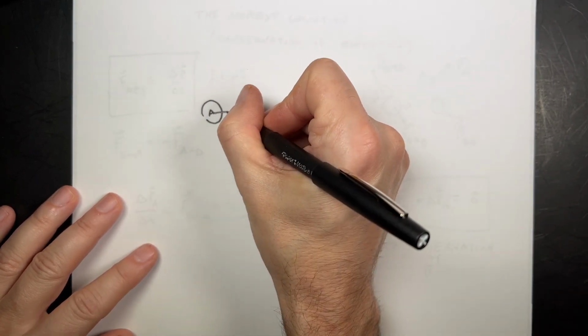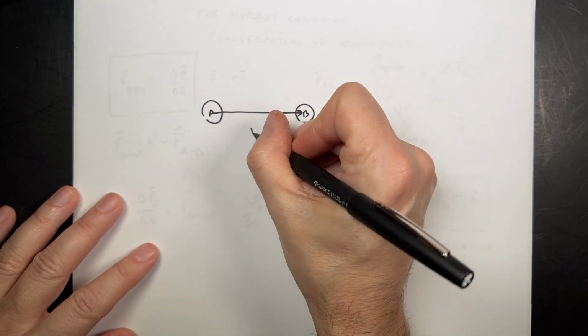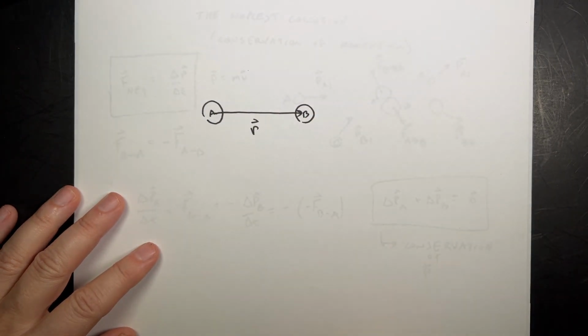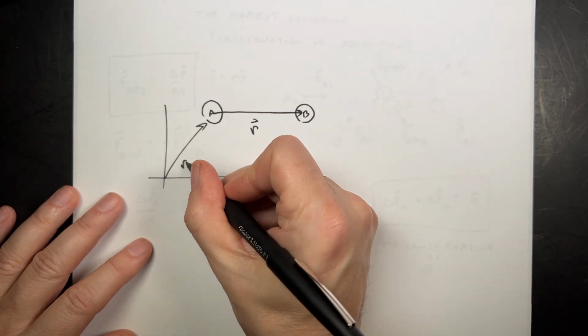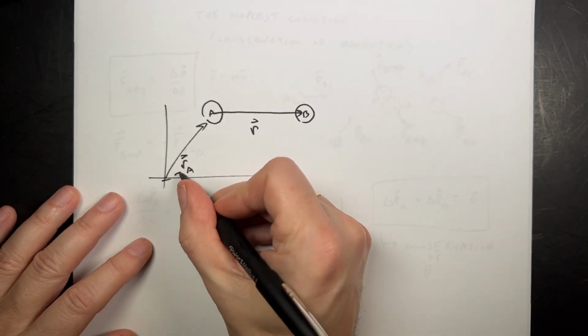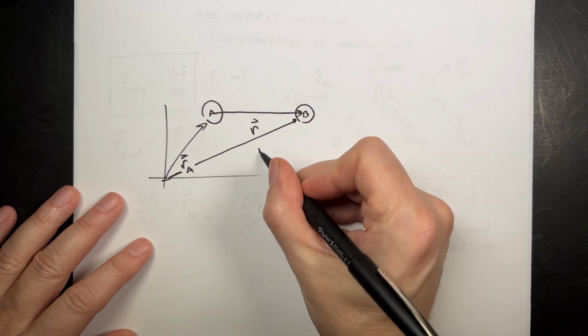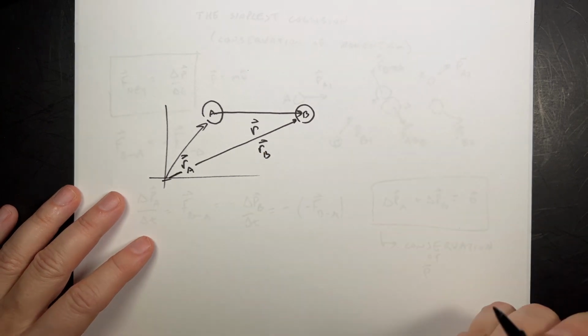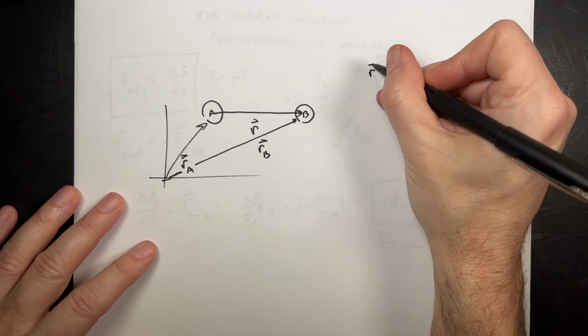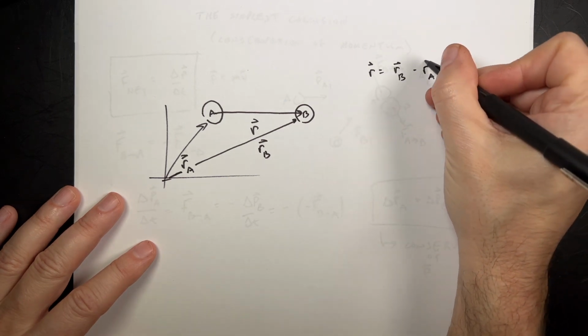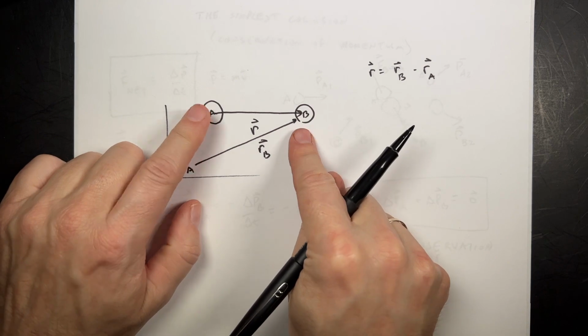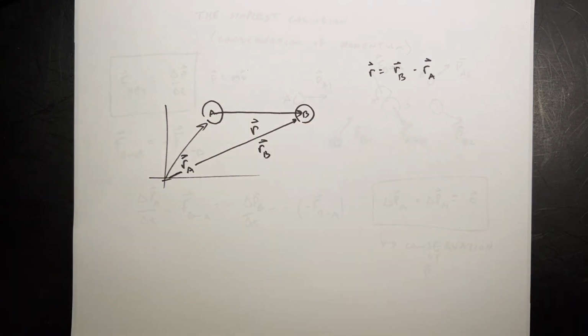And I'm going to calculate the vector from A to B, and I'm going to call that the vector R. Okay, so these could be anywhere. So that's RA. That's RB. And this is a lot like gravity, but it's not gravity. And so R is going to be RB minus RA, so that if I know the vector locations of these two, I can find the vector between them.